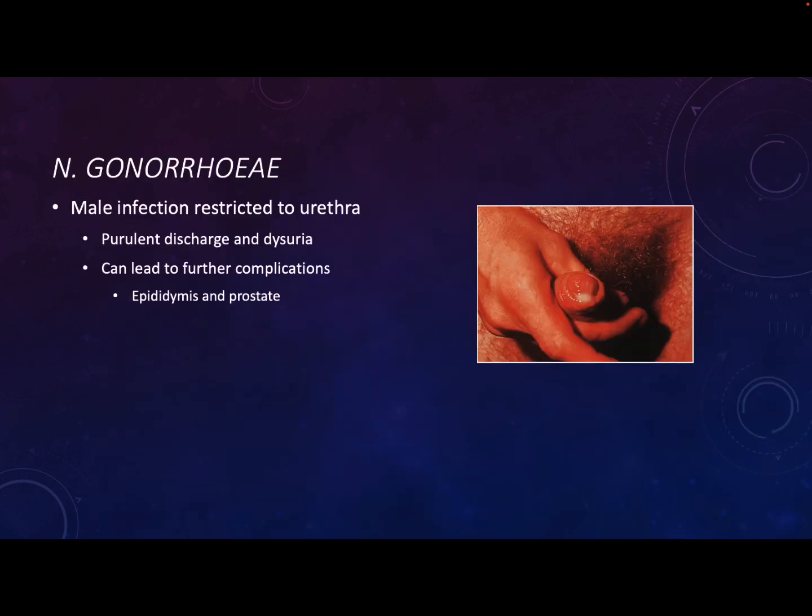Okay. So in males, the infection tends to be restricted to the urethra. It's not as common in males that it will progress all the way up their reproductive tract like it does in females. Males will experience discharge, which is what's shown in the image here, and they will also have painful urination. Remember, in males, the reproductive tract and the urinary tract are the same. So you would tend to have more of a painful urination in males. Females may not always have painful urination because they are separate, the reproductive tract and the urinary tract. It can lead to further complications. It's less common, but it can affect the epididymis or even the prostate.